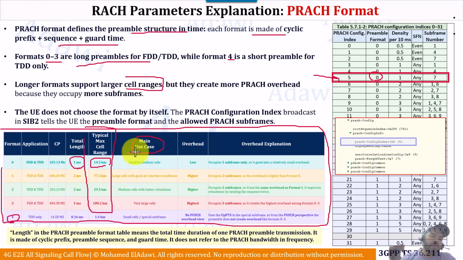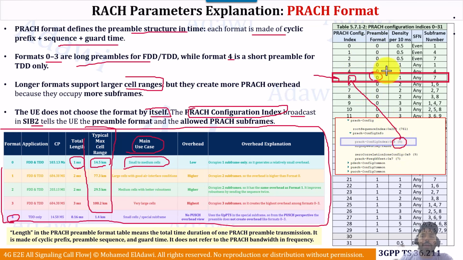For example, this main use case is used for small to medium cells. This is also another thing. Here it is saying that the user doesn't choose the format by itself, but watches for the parameter, the one we discussed in the previous slide, called the PRACH configuration index, which is broadcasted within system information block type 2. This usually tells you what the preamble format and the allowed PRACH subframes are. For example, in the draft example, we have 5. It's referring to the PRACH configuration index.